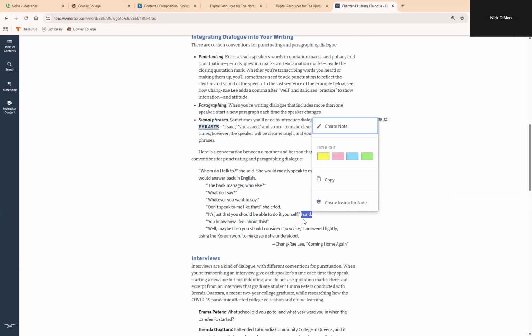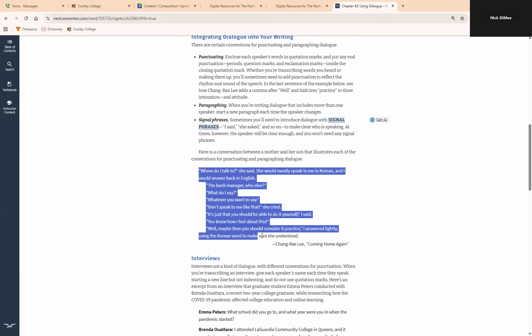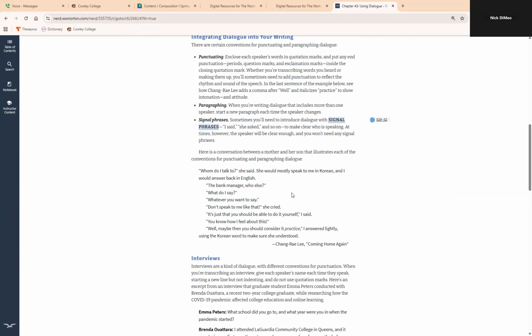Notice these little asides so you know what the person feels and what they're thinking. Well, maybe then you should consider it practice, I answered lightly. Honestly, to me, this is the best one because you can always tell what the person's feeling, what the person's saying, seeing, what they're doing in the conversation. I like this one the best. This is the easiest to follow, but again, it's totally up to you. It's whatever's easiest for you, what you think might convey the easiest conversation to follow for your audience.